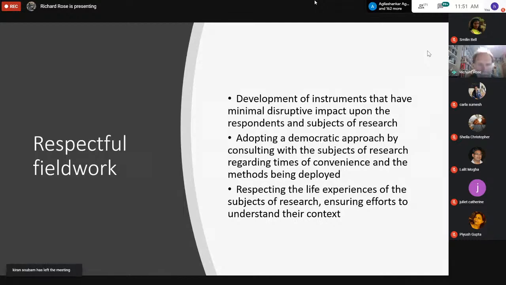Similarly, if I'm conducting observation as part of an ethnographic study, I'm aware that the minutes that I'm in the field, I'm a distraction. And I need to work around that, to build relationships, to make sure that people are comfortable with my presence when I'm doing this work. This means that we need to be democratic in our approach. We need to consult with the subjects of research regarding these times. We need to talk and respect them.